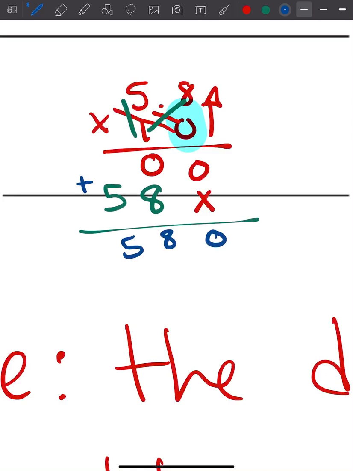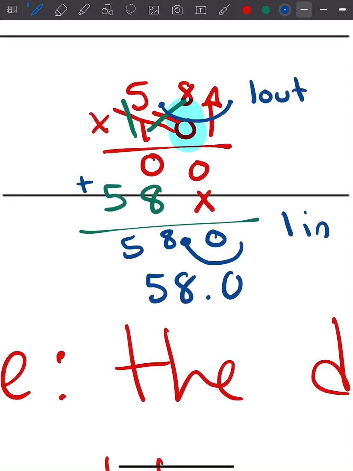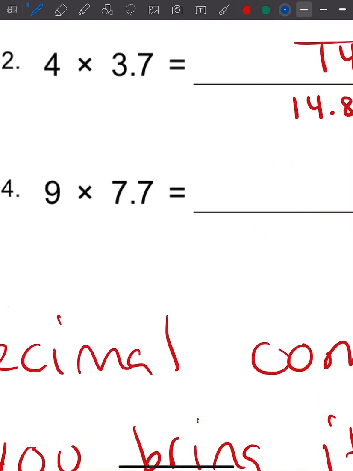Remember, guys, we have the decimal. We have to bring it out. Let's see how many jumps that is. 1. That means that's 1 out. So how many are going to come in? 1 in. Starting here, bring it in. My answer is 58 and 0 tenths. Okay? It's going to get easier, guys. Let's go to the next one.